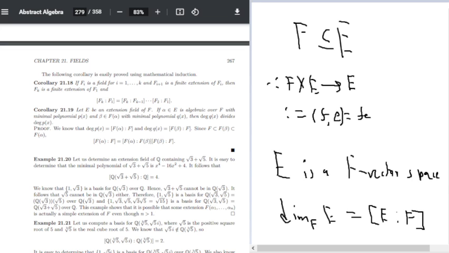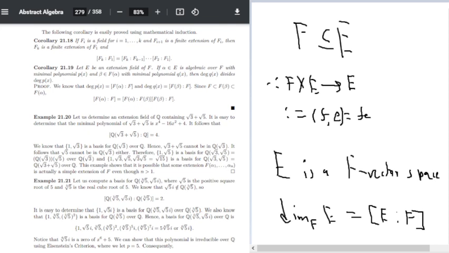Proof. We know that the degree of p(x) is equal to the index of F(alpha) in F, and the degree of q(x) is equal to the index of F(beta) in F. Since F is a subset of F(beta), which is a subset of F(alpha), we know that the index of F(alpha) in F is equal to the index of F(alpha) in F(beta) times the index of F(beta) in F. And since the dimension must always be an integer, we can just use basically the exact same Lagrange's theorem argument.